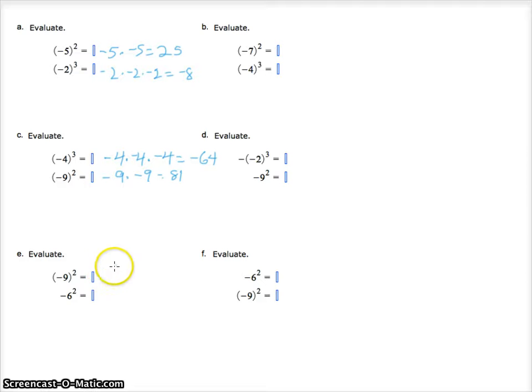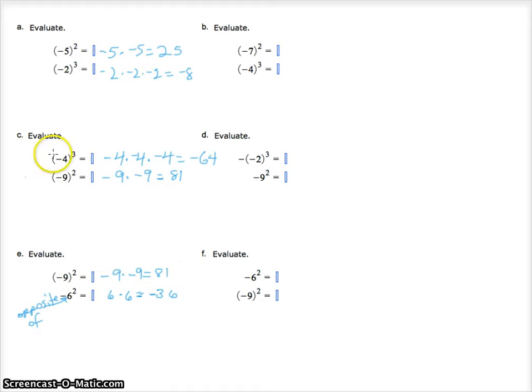For letter E, it says evaluate -9 squared again, so it's -9 times -9 equals 81. Alright, and lastly, I've got this 6 squared, and I've got the negative on the outside. It means I need to find the opposite of 6 squared. So this is going to be 6 times 6 equals 36. And the opposite of positive 36 is negative 36.